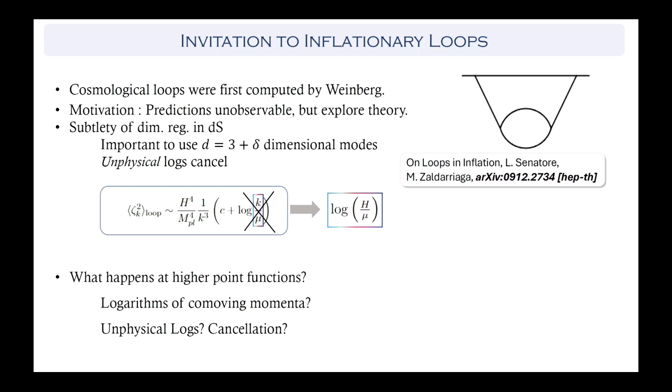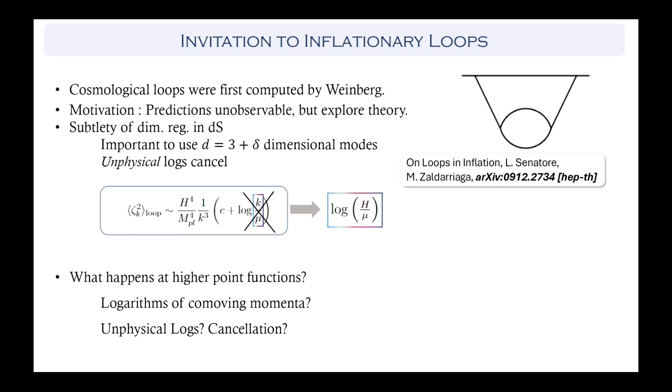Motivated by this, we ask the question of what would happen for higher point functions. In particular, since in the power spectrum case, spatial translation invariance forces both legs to have the same momentum, but that's not true for the bispectrum. So you can have a richer structure. You can have logarithms that depend on the momentum.